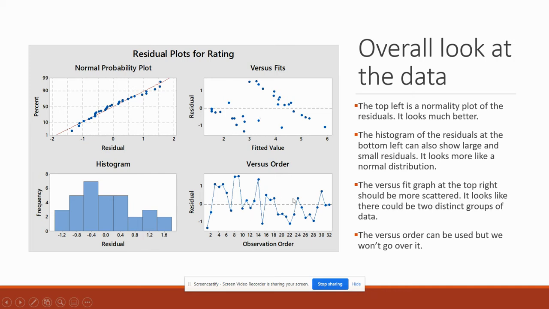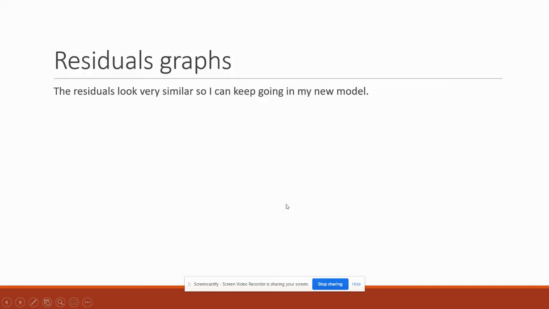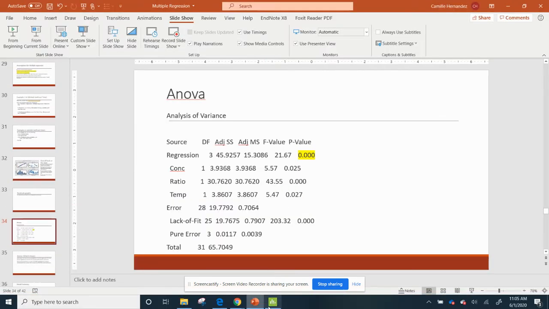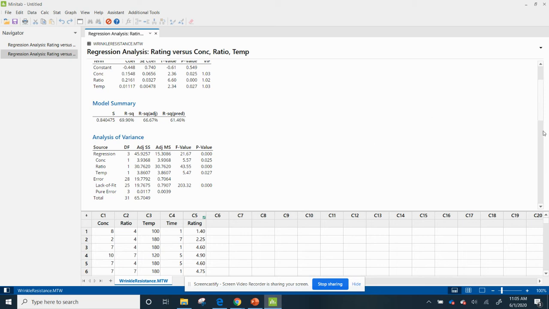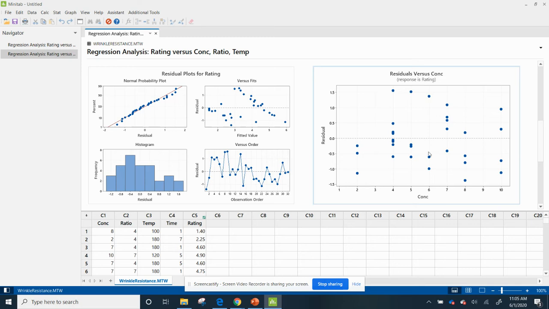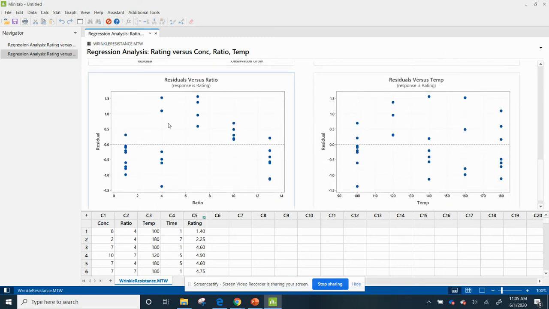And then we're not going to go over this. So let's look at our residual plots. I didn't put them in here, but let's look at them right fast. So here it is for concentration. Looks basically the same. Same for ratio. I still have that curve, but I'm not going to worry about it. And then temperature looks pretty scattered.